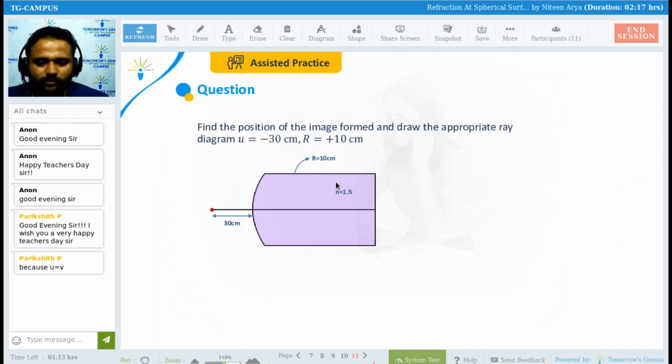So this is your first question for today's class. Find the position of the image formed and draw the appropriate ray diagram. You don't need to draw the ray diagram. R is given, U is given, okay, and this N2, or you can say mu2, is given. Mu1 is obviously air, so you need to find the image distance V using the formula. We already did that. Okay, do that. Quickly do that.